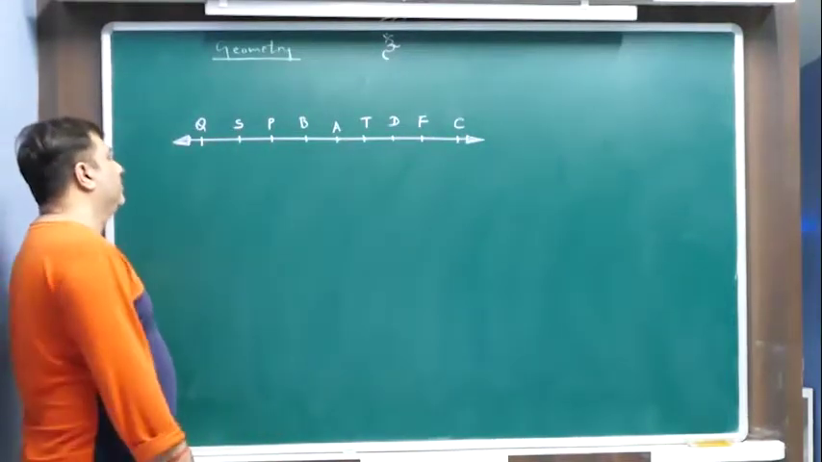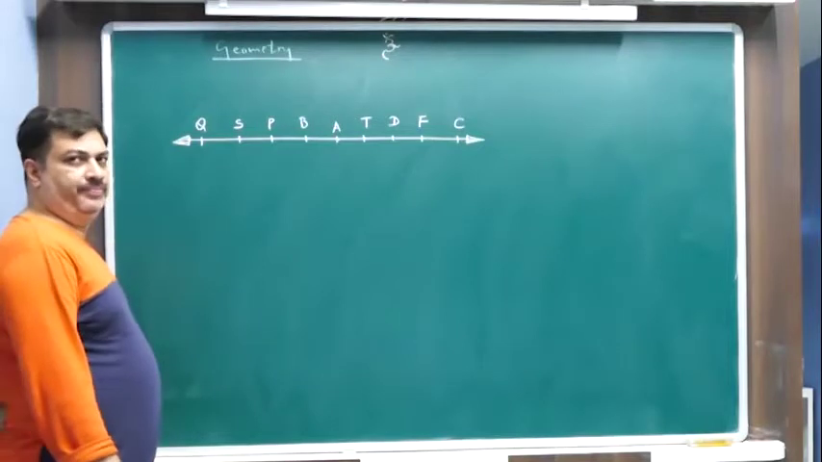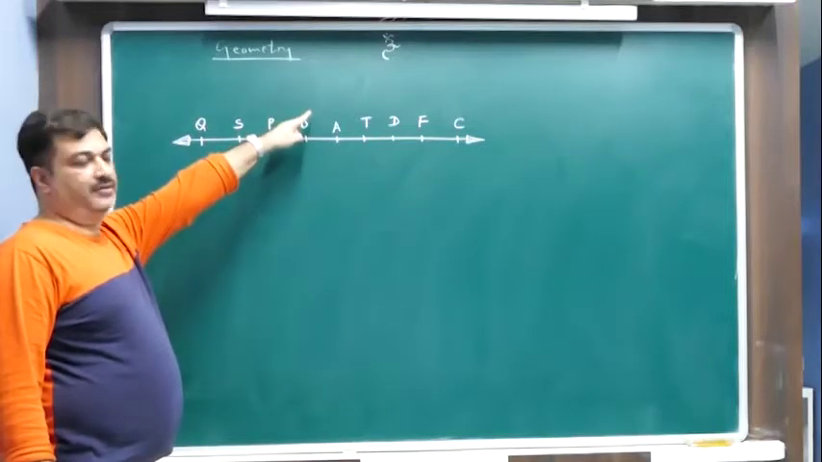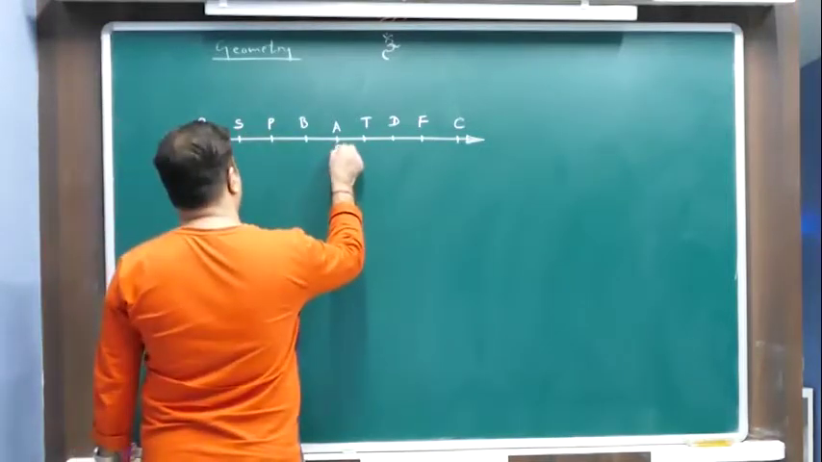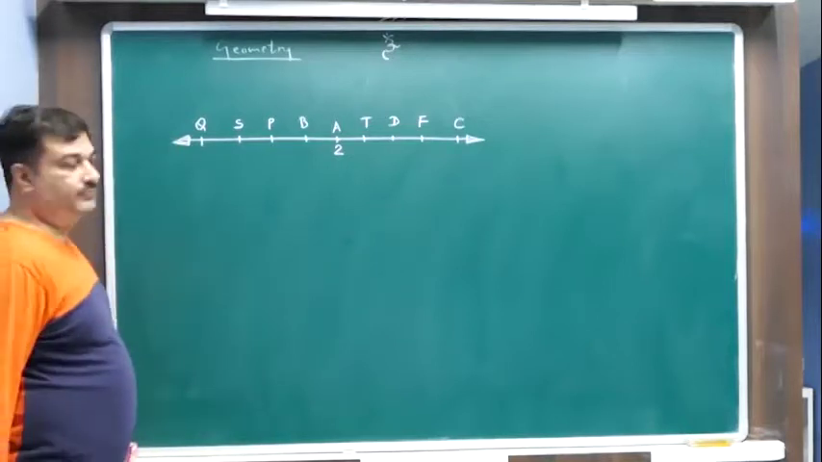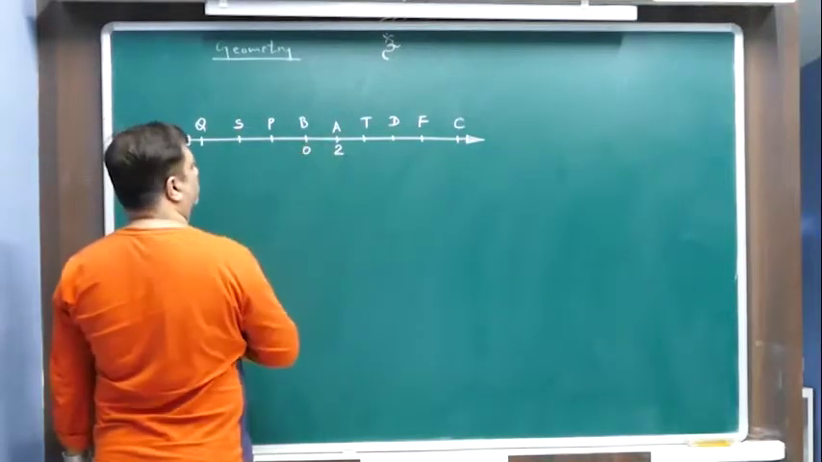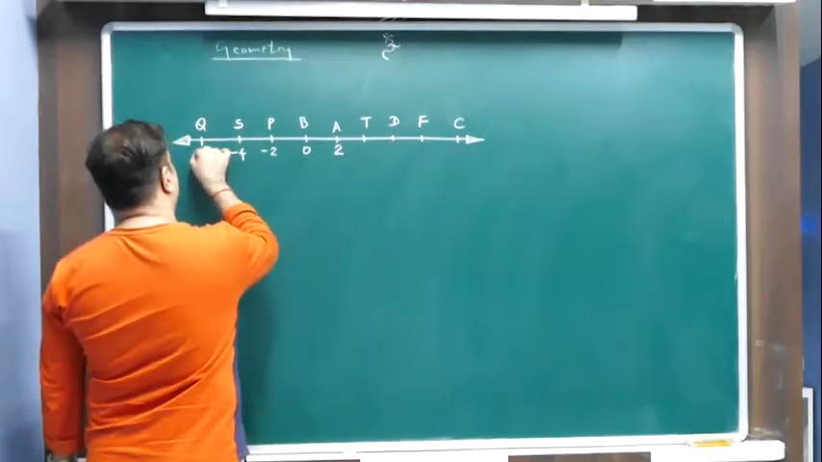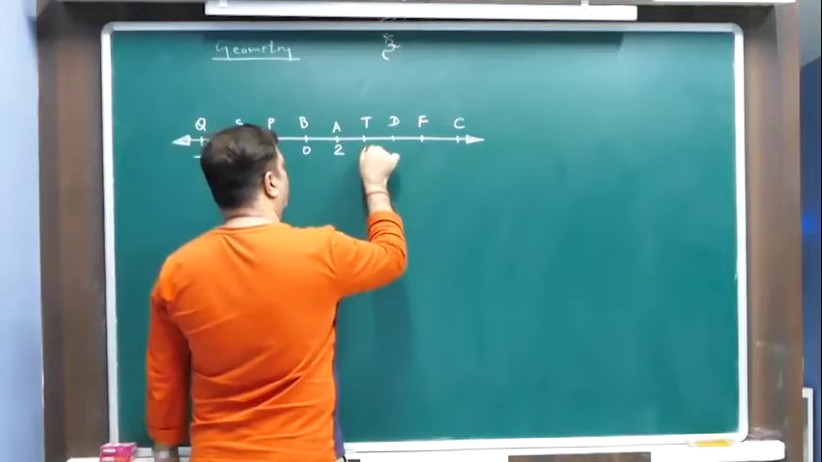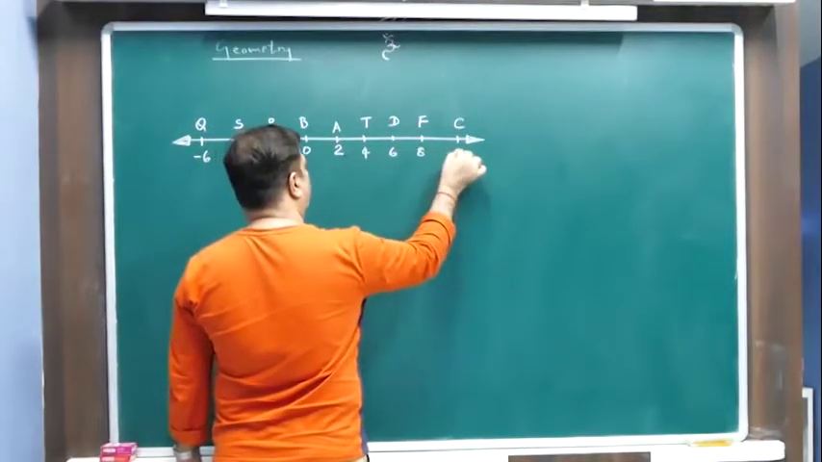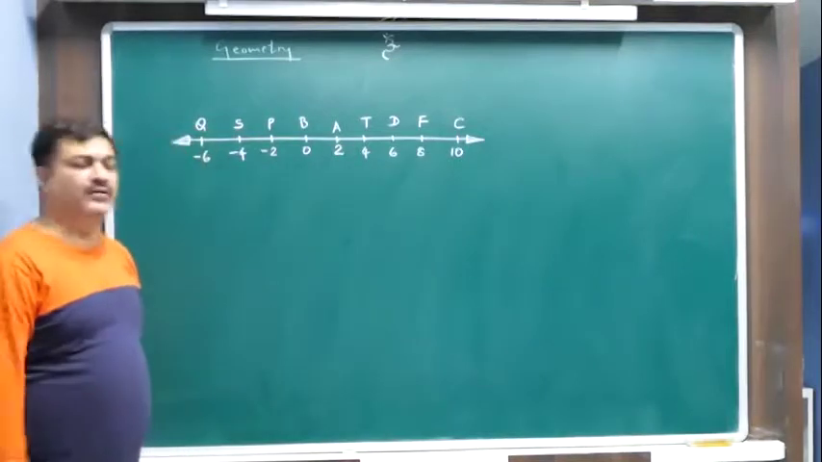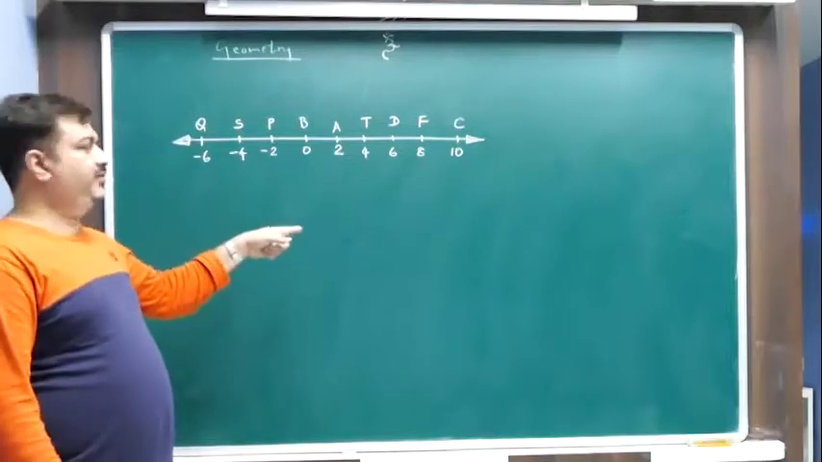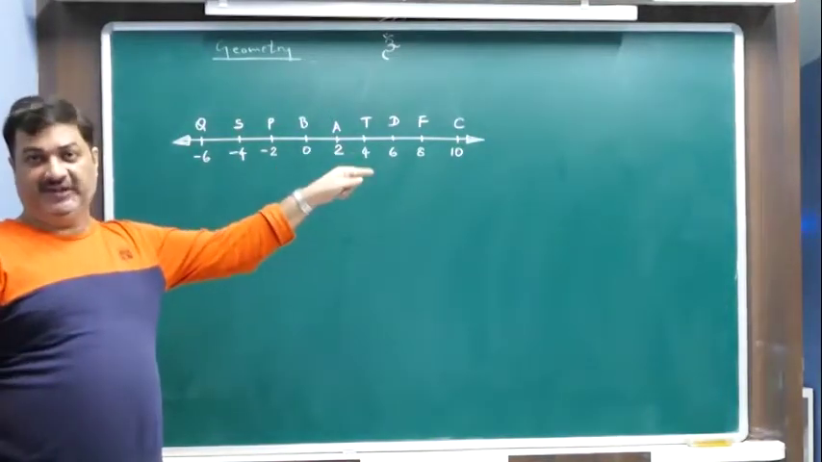Okay, fine. I also do one more thing. Below this point, above which you have written the letter, I write 2. Here I write, let's say, 0. Here I write -2, -4, -6, 4, 6, 8, 10. So what have I done? What is this representing? It is representing a number line with a few selected points on it.